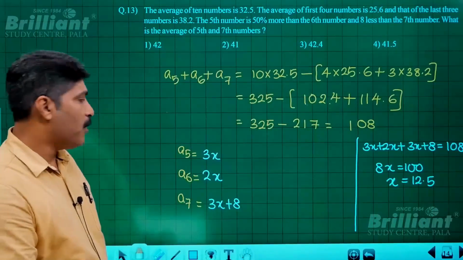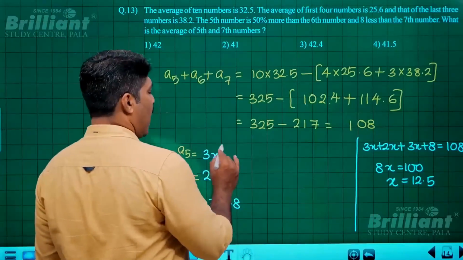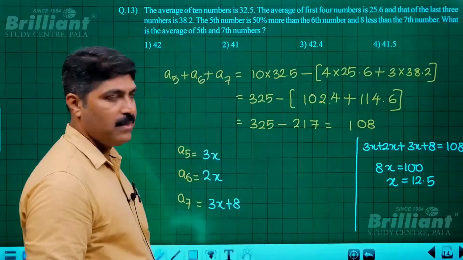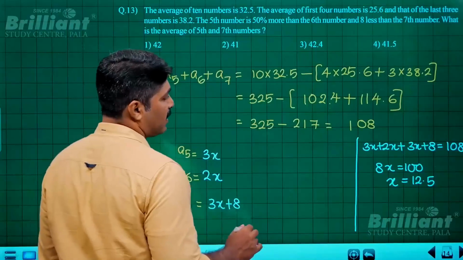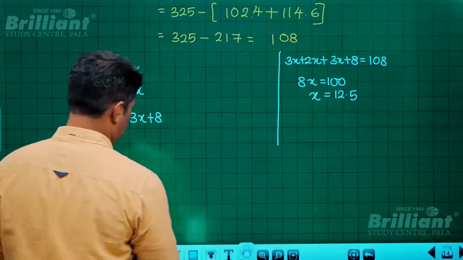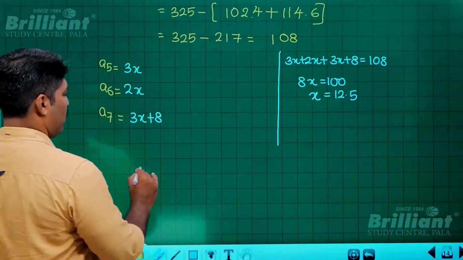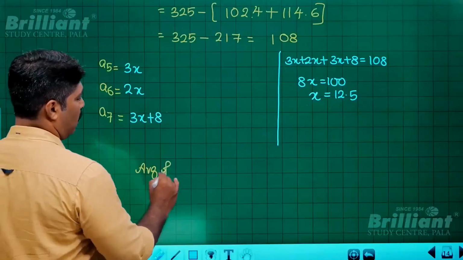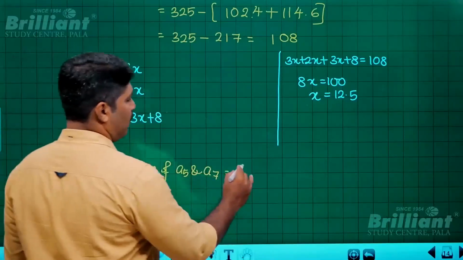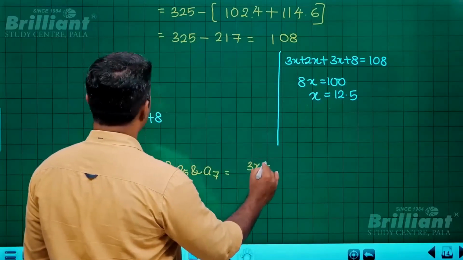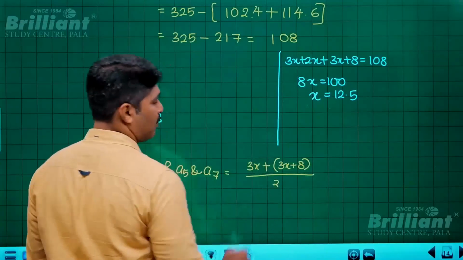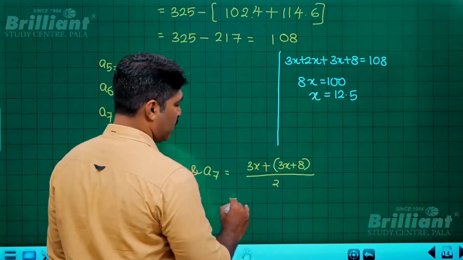If x is equal to 12.5, we know that we have to find out the average of this A5 and A7. So what is the average of A5 and A7? Therefore, average of A5 and A7 is equal to 3x plus 8 by 2. So this is equal to 3x plus 4.